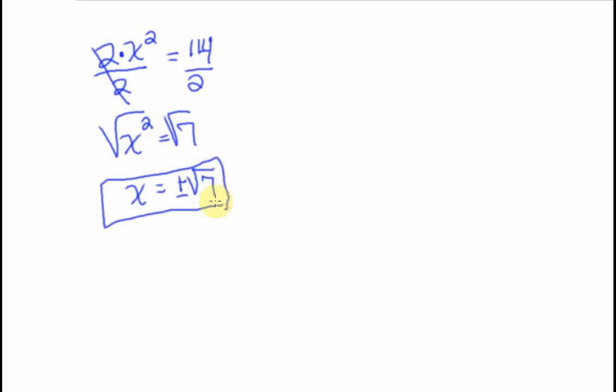Now I want to kind of expand this idea. What if I had something else squared? Not just an x, but an entire, let's say, polynomial squared.